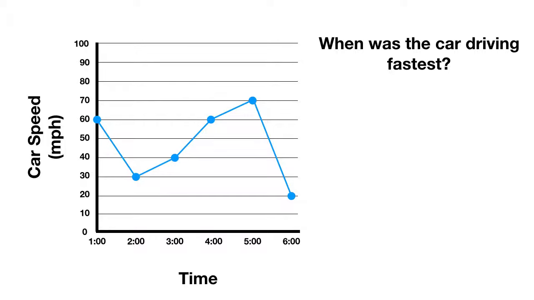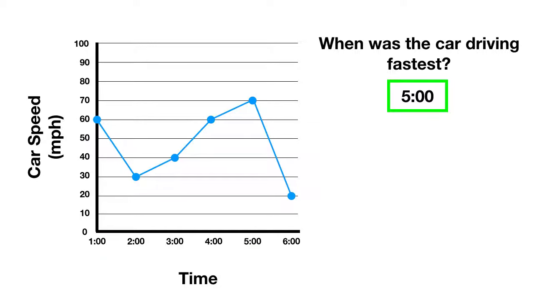Well, we can see that the car's speed is shown on the y-axis, or vertical line of this graph. You can see the highest point is right here. Now, to figure out what time that is, you can just connect it down to the axis that shows time. The car was moving fastest at 5 o'clock.